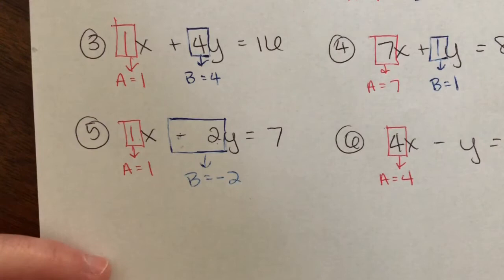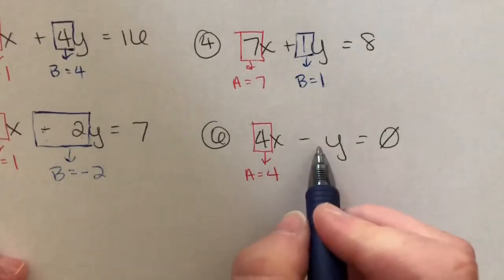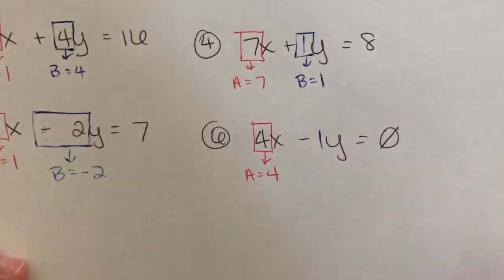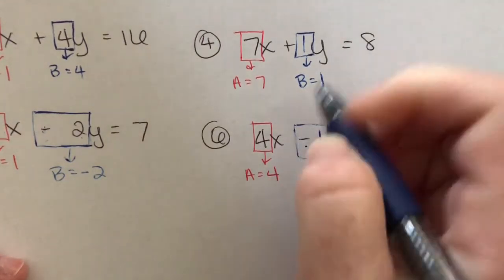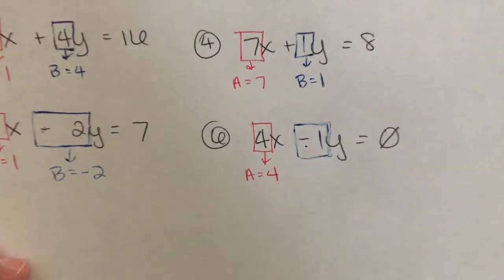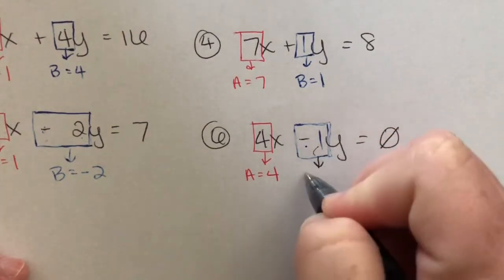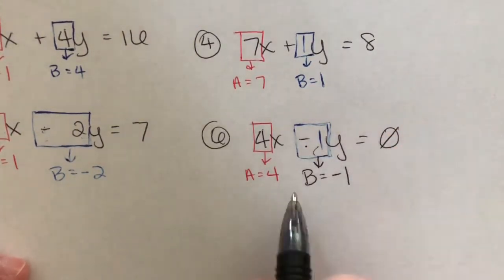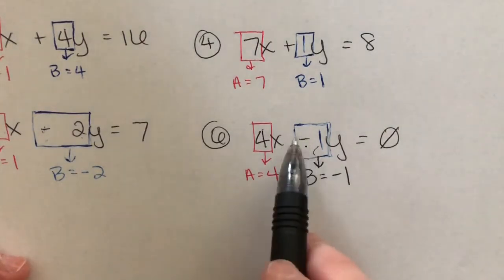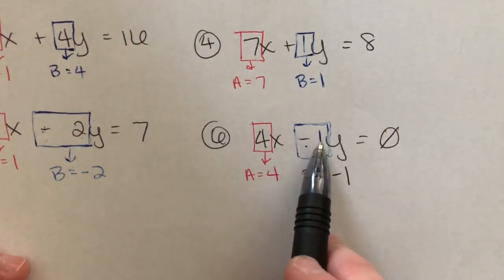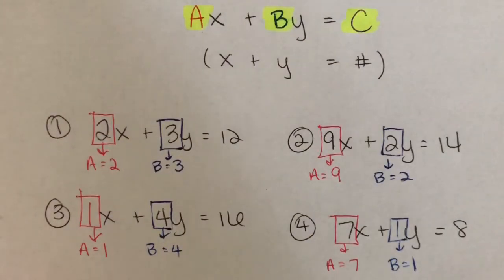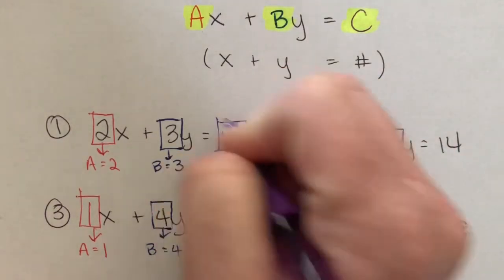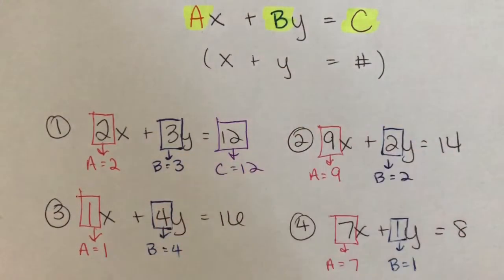Same thing here. There's no number in front of y, so we know it's a 1. And since it's a minus sign, it stays with the number in front of y, so it's really a -1. b equals -1. If there's a minus sign in between x and y, that minus sign stays with b. Okay, so now let's go back and identify c. C should be the plain number on the other side of the equal sign. So here it's 12. C equals 12.